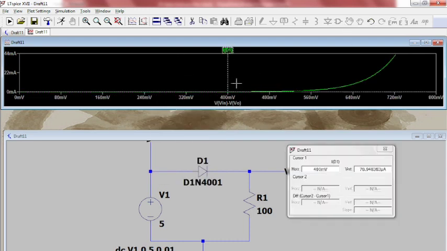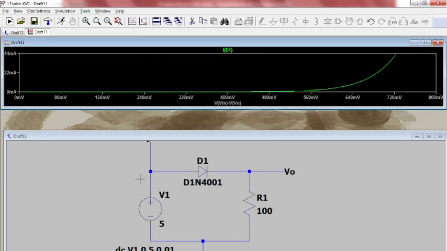Just click on and move the cursor. We can analyze the maximum voltage and current. Now the maximum voltage is 1 volt, and current is 42 milliampere. Okay. This is the forward characteristics.